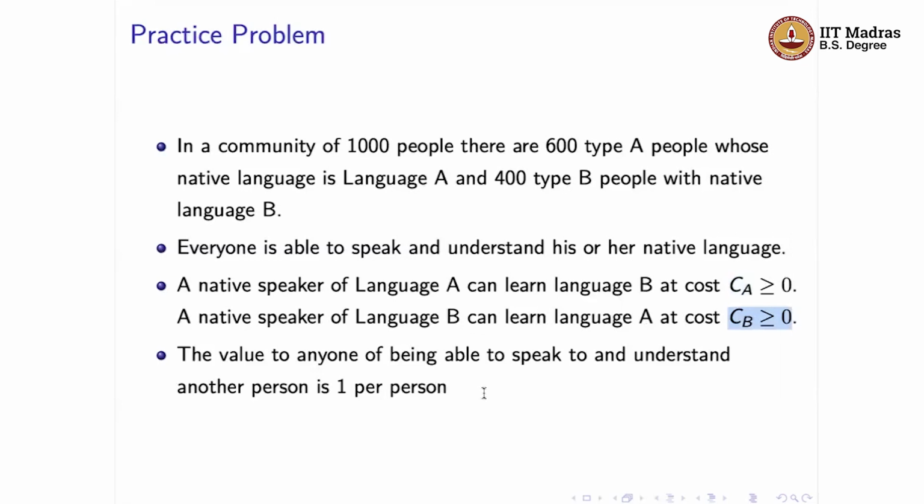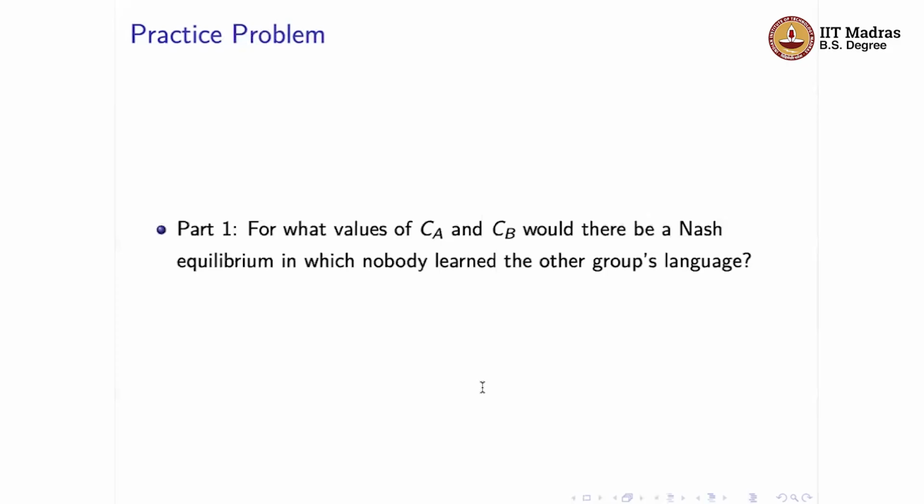This is just done for ease of solving these problems, right? So if you are able to speak to, for example, people of your own language and you're type A, then your payoff is basically 600. So that is why we say that you are including yourself also in terms of the value. Okay. All right. So let's now answer some questions.